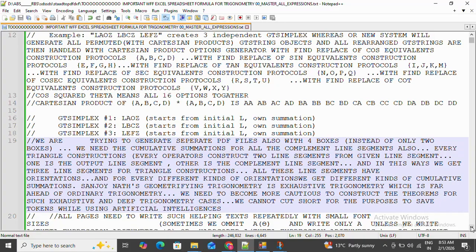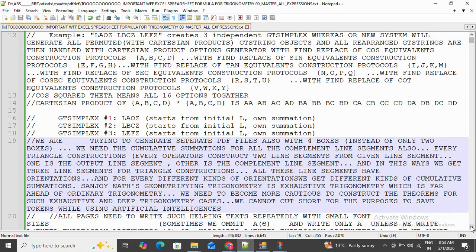One is the output line segment and the other is the complement line segment, and this way we get the 3 line segments from the triangle constructions, and all these line segments have the orientations. Now the initial line segment L, or any given line segment, is there for any kind of gluing. We are consuming one line segment and constructing two other line segments. One is the output line segment and another is the complement line segment.